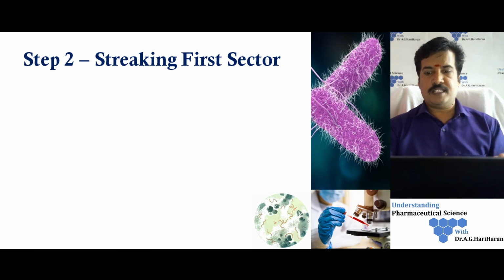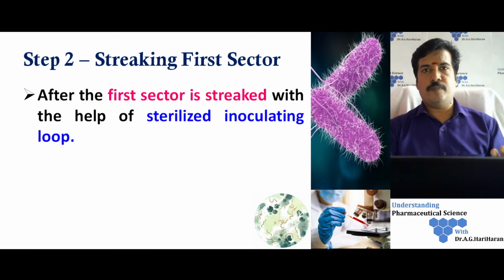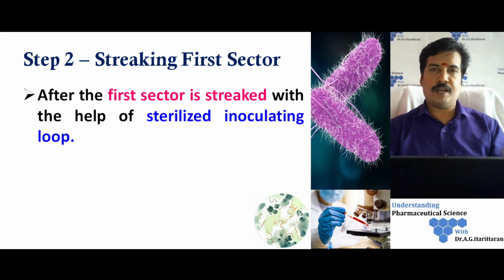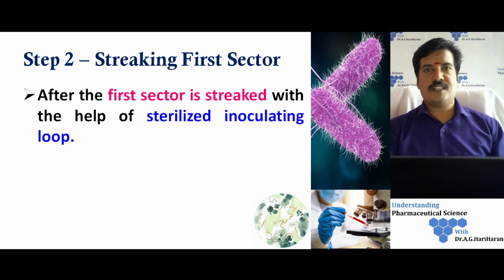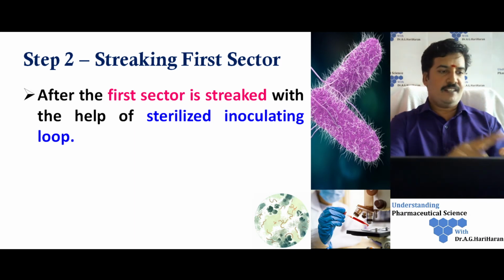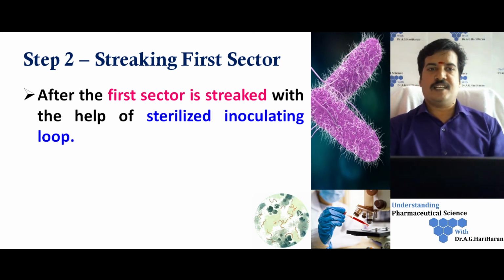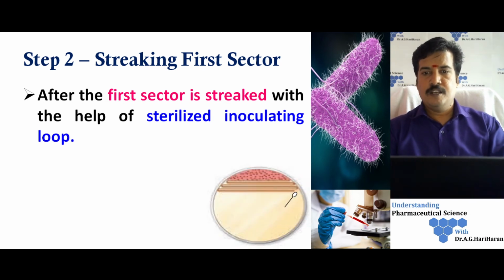In the second step, the first sector is streaked. We take a sterile inoculating loop. The loop can be sterilized by holding it in the outer blue flame of the Bunsen burner until it becomes red hot, and then it is allowed to cool for 10 to 15 seconds. Then the mixed culture is touched and streaked in the first sector, as you can see in the picture.